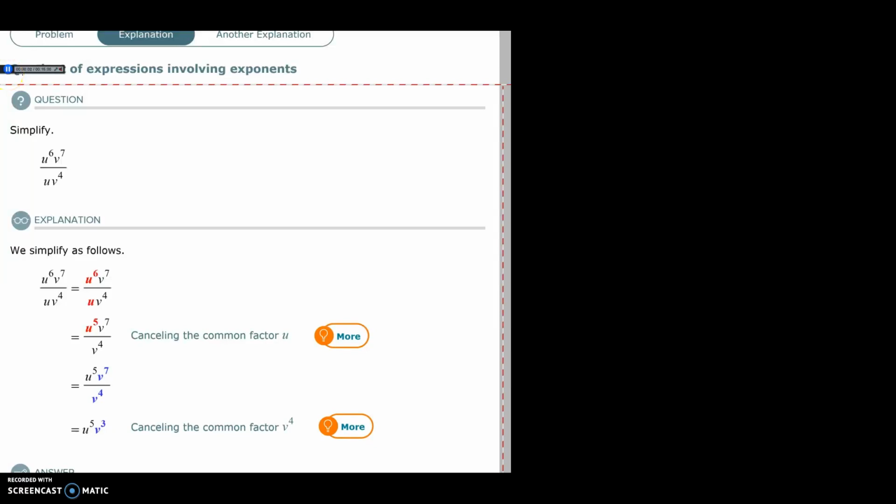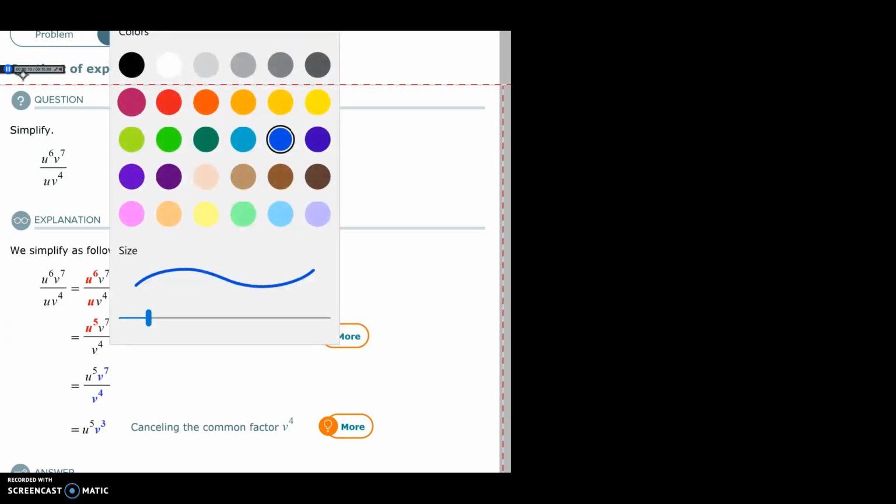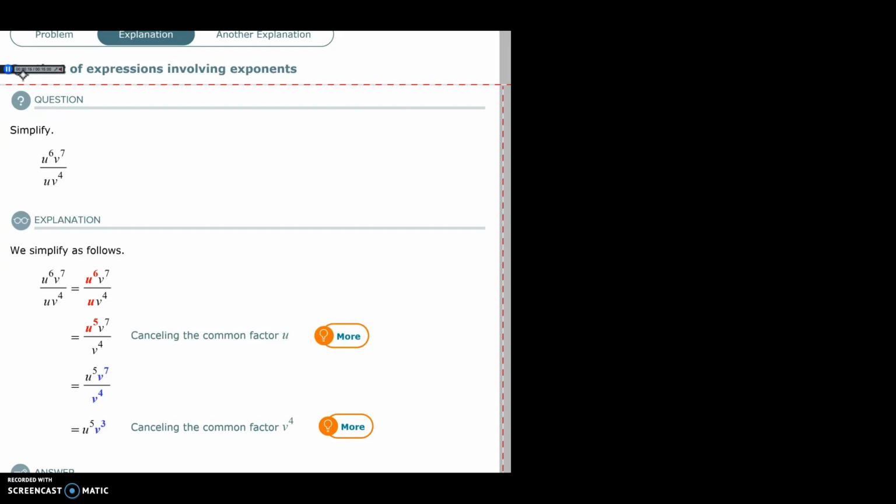Okay, so the rules that you're looking at for this problem are called the product rule and the quotient rule. The product rule says that if you have bases of the same, and product means to multiply, so you would have two things multiplied together, but the base has to be the same. So the base would be the u. And then the powers could be different or they could be the same, it doesn't matter.